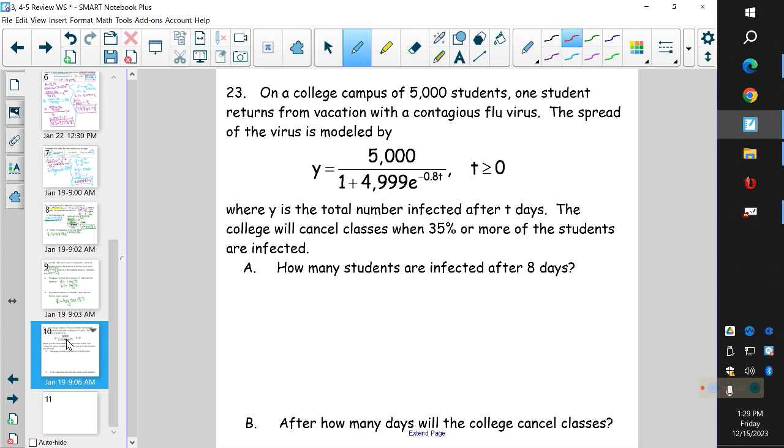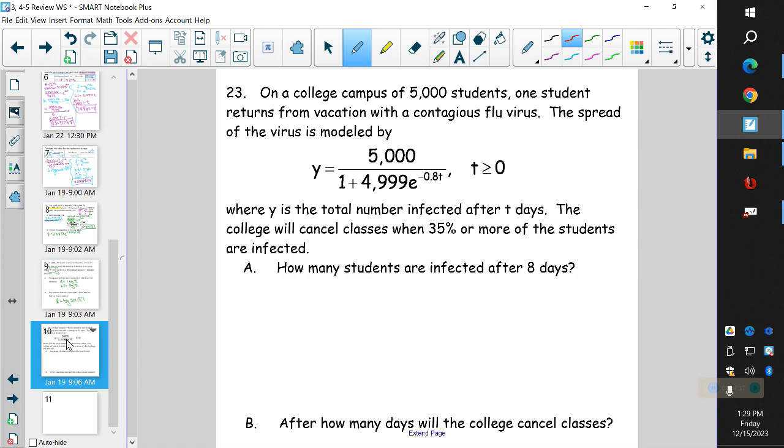Okay, number 23. On a college campus of 5,000 students, one student returns from vacation with a contagious flu virus. The spread of the virus is modeled by y is equal to 5,000 over the quantity 1 plus 4,999 e to the negative 0.8t, and t must be greater than or equal to 0. y is the total number infected after t days. The college will cancel classes when 35% or more of the students are infected. How many students are infected after day 8?